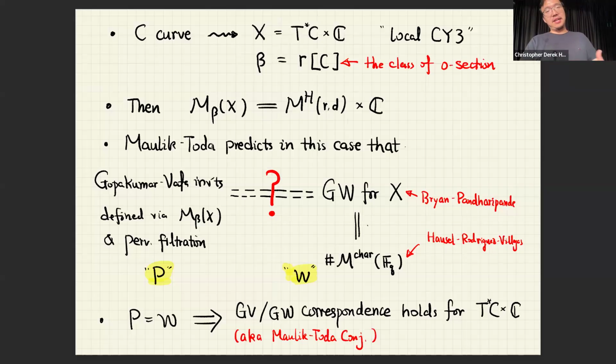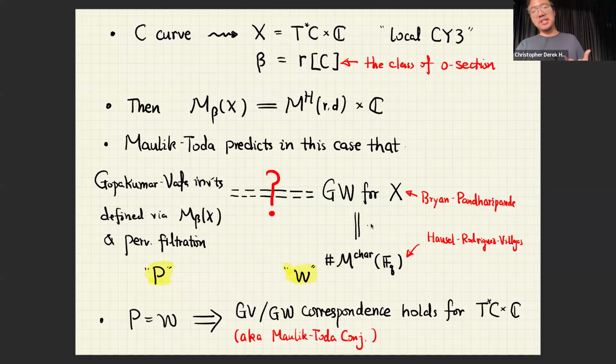And if you open the Maulik-Toda proposal, it says that the Gopakumar-Vafa invariants, which are read off from the perverse filtration associated with the Hitchin map, should be matched with the Gromov-Witten theory for this local curve. Very fortunately, the Gromov-Witten theory was calculated more than 20 years ago by Jim and Rahul using a TQFT formalism. So there's a closed formula for the Gromov-Witten theory of X.